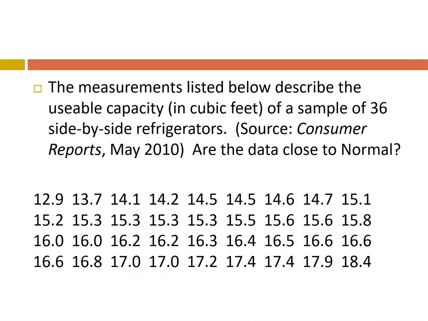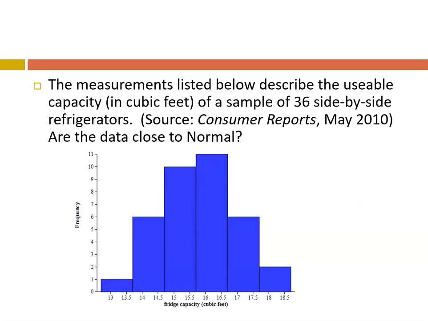The measurements listed below describe the usable capacity in cubic feet of a sample of 36 side-by-side refrigerators. We want to know, are the data close to normal? When you're just given a set of data like this, we're going to kind of test two things. If we're not doing the normal probability route, let's go for the empirical rule. Before I even do the empirical rule, I want to get an idea of what the graph of this data looks like. So I used a website called Stapplet and entered all the data in.